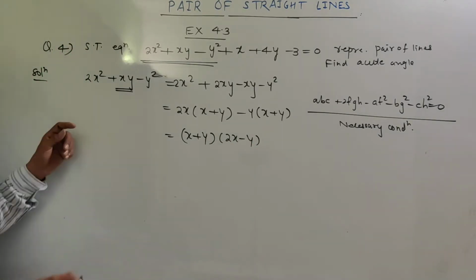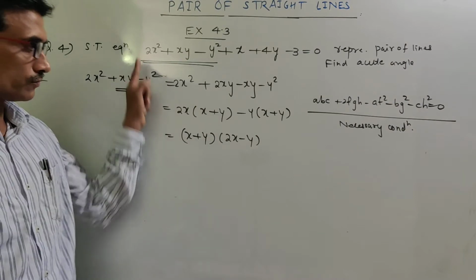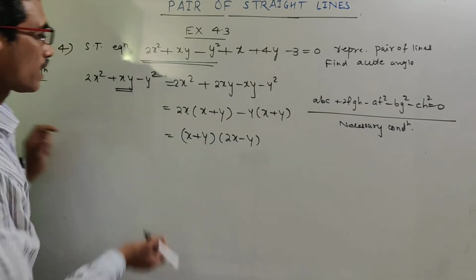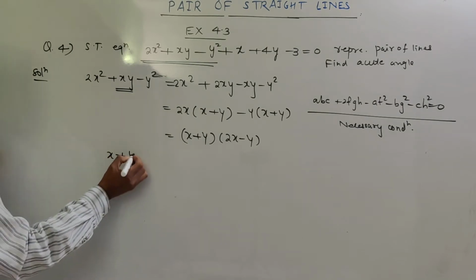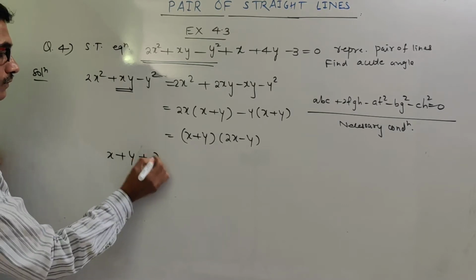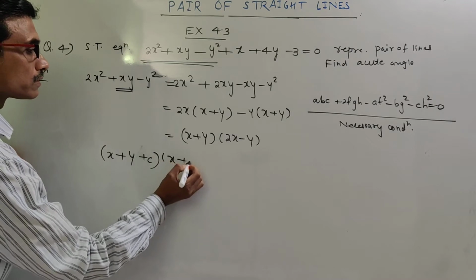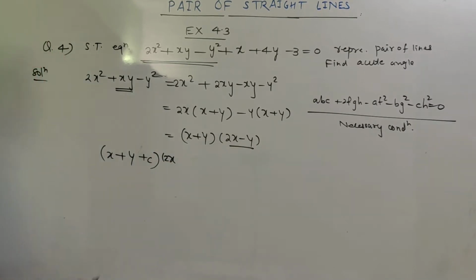That means the given equation represents a pair of lines. So we can take the parallel lines: x plus y plus say c, and another equation 2x minus y plus say k.